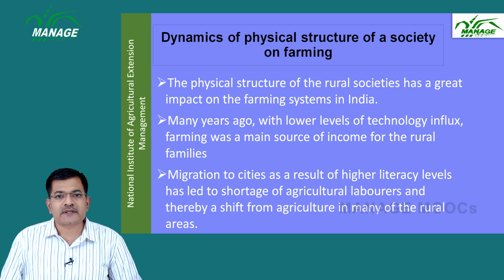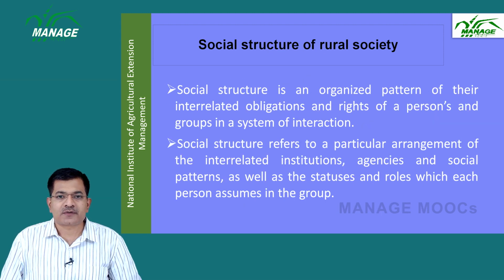Now, coming to the social structure of a rural society, other than the physical structure, what defines a rural society is basically an organized pattern of the interrelated obligations and rights of persons and groups in a system of interaction. And the social structure basically refers to a particular arrangement of the interrelated institutions, the agencies and the social patterns, and also the statuses and the rules which each person assumes in the group.